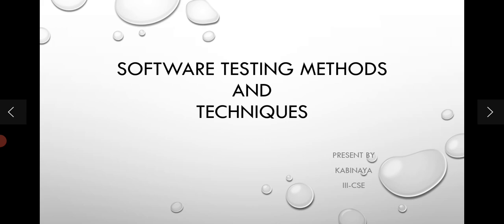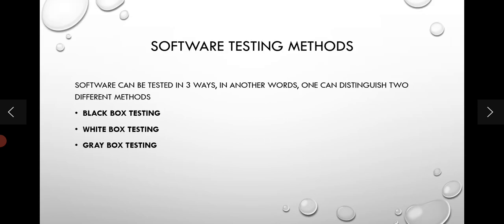Now we go into the topic. The topic is software testing methods. The software can be tested in three ways. The first way is black box testing, the second way is white box testing, the third way is grey box testing. Now we go to the flow chart.